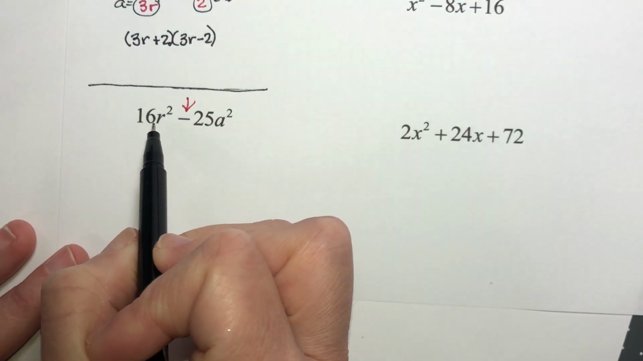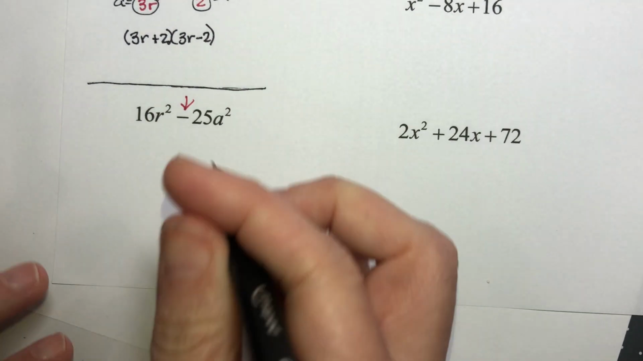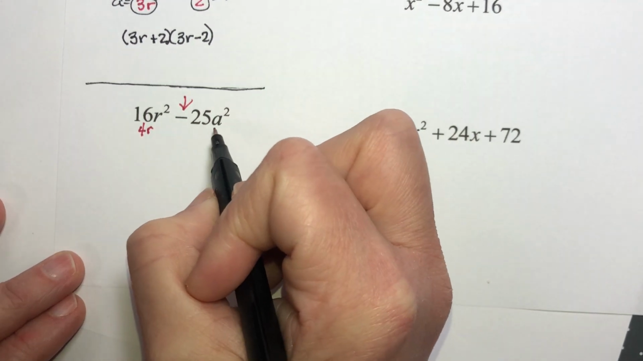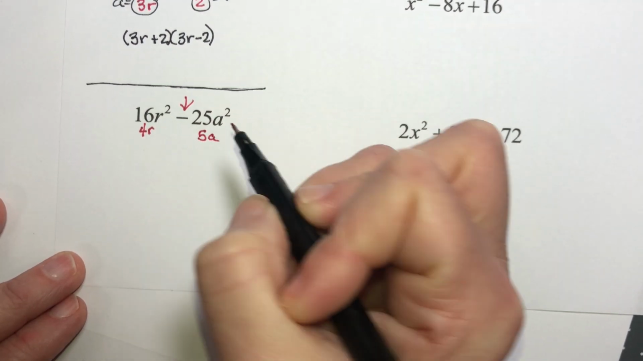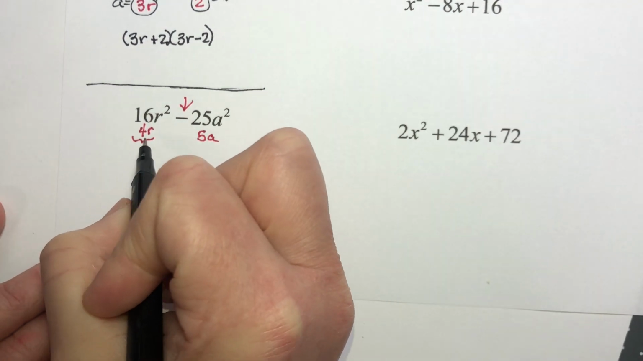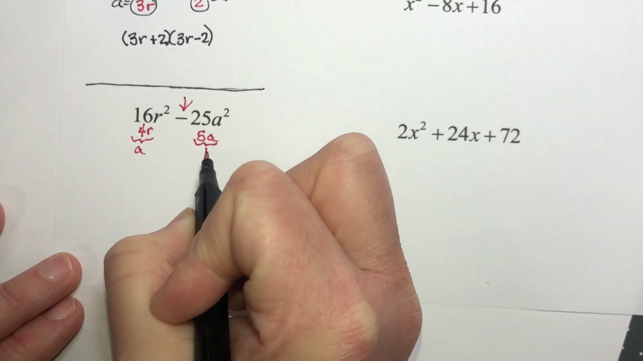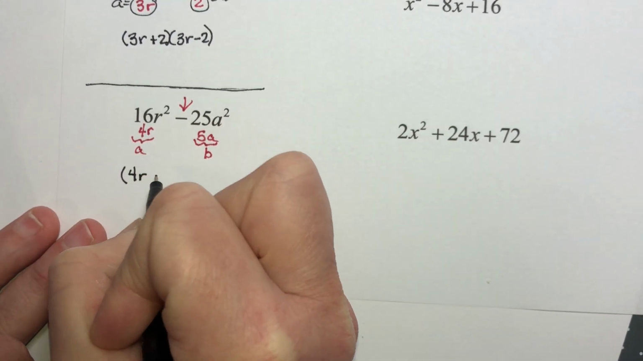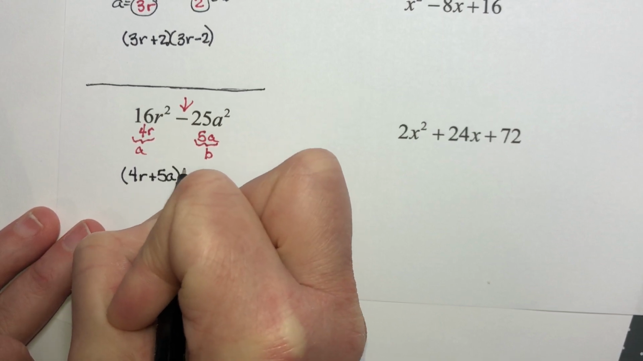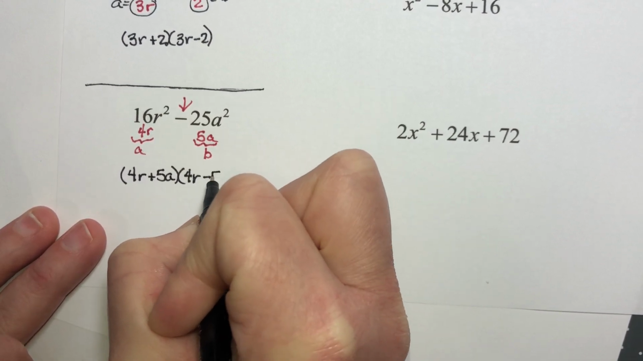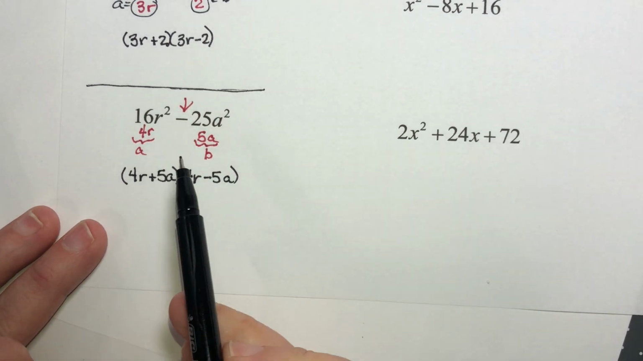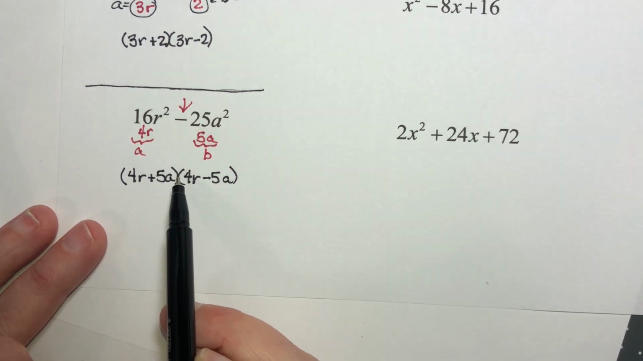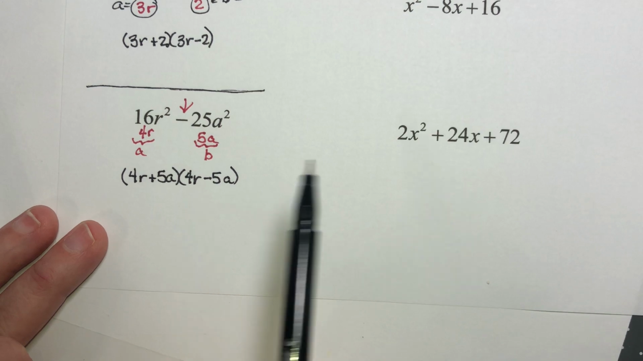Now, 16 is a perfect square. Its square root is 4, and the square root of r squared is r. The square root of this would be 5a. So this works as my a, this works as our b. And so this factors as 4r plus 5a times 4r minus 5a. And to repeat myself, it does not matter whether you put the minus version first or the plus version first, because this is a multiplication and we can flip the order of multiplications.